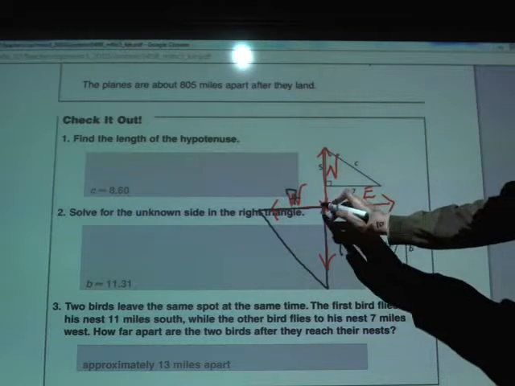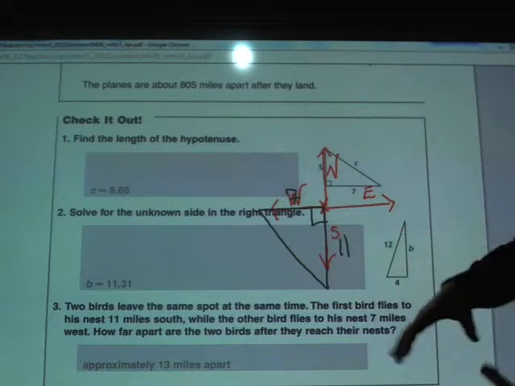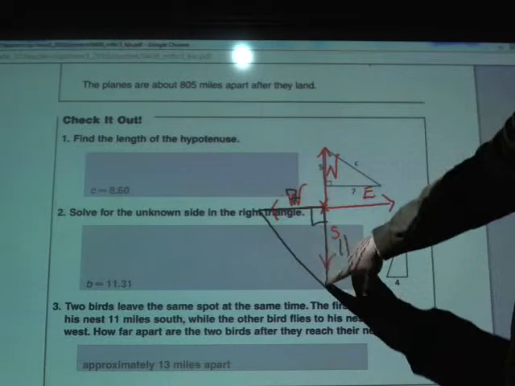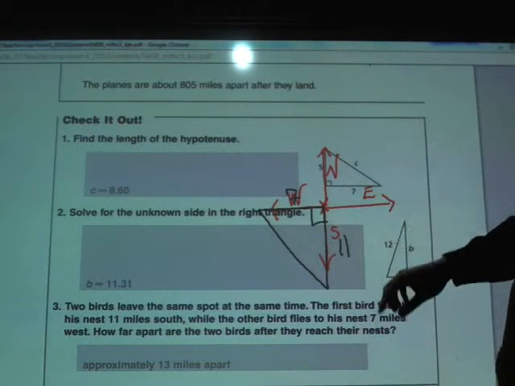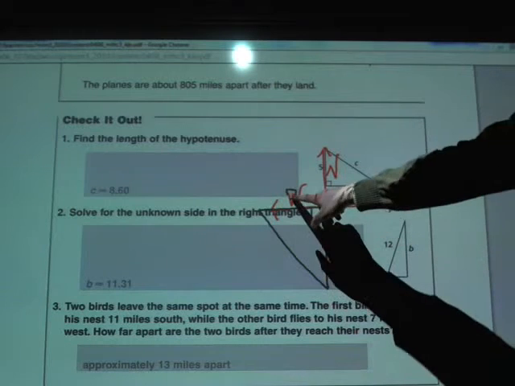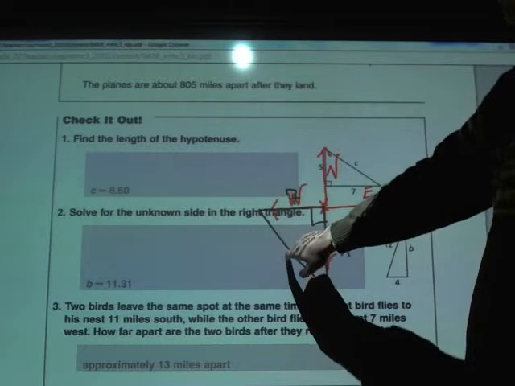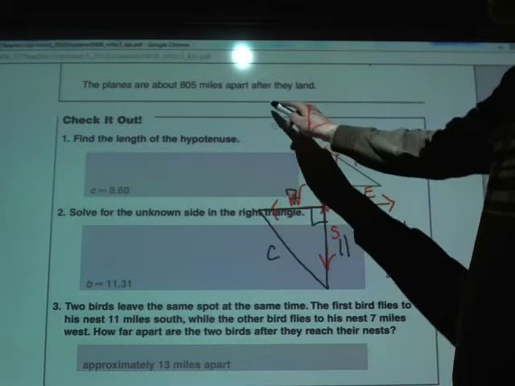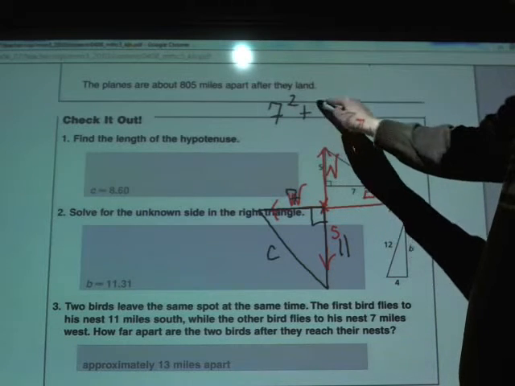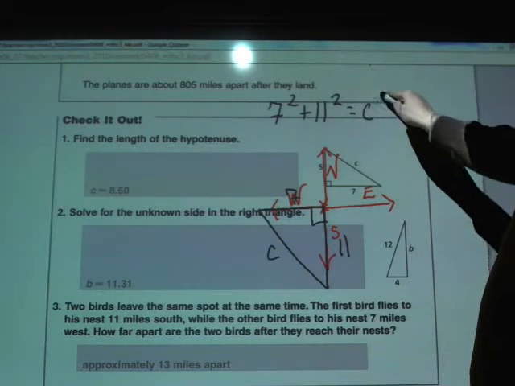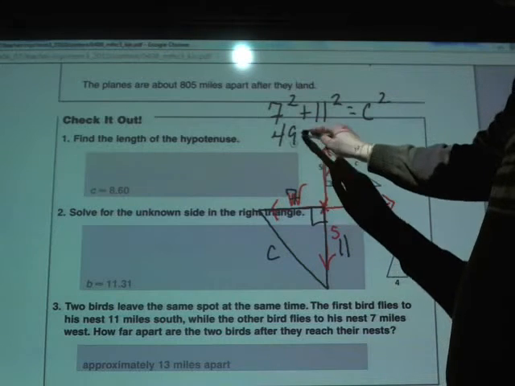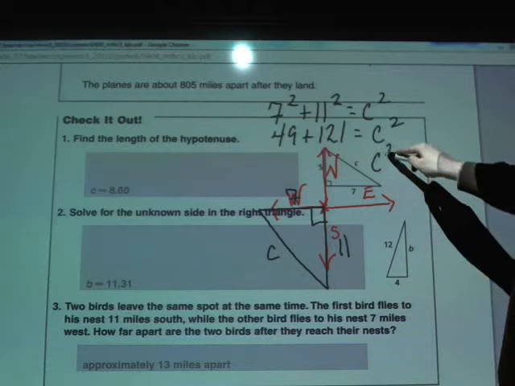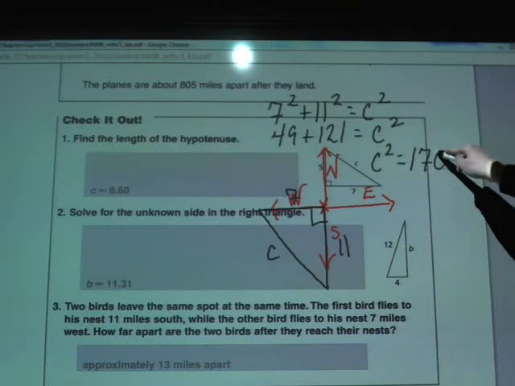there's my right triangle. The south and the west direction form my right angle. These 2 sides are the legs of my right triangle. This side here is my hypotenuse. So again, the formula says if I take these guys and square them, it's going to be the same as this guy, my hypotenuse squared. Remember, the hypotenuse is c in the formula. So 7 squared plus 11 squared is going to be the same as c squared. So 49 plus 121 is going to be the same as c squared. Well, when I add those 2 up, that's the same as 170.